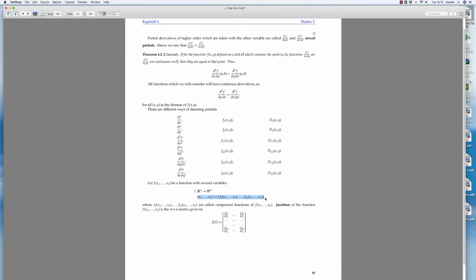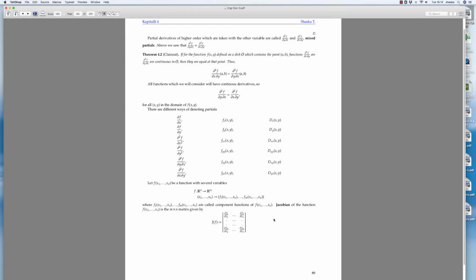For example, if you have a function with respect to two variables, then what happens is you put all these partials that you get in a nice matrix. For example, you would put here the partial of f with respect to x, and here the partial of f with respect to y, and then here the partial of f with respect to x squared and y squared and so on. Okay, so we'll come back to that again.